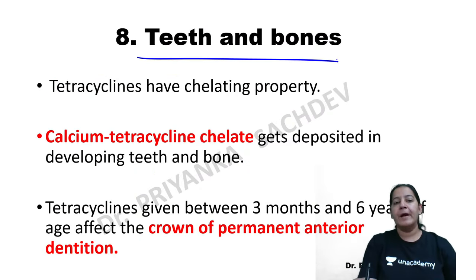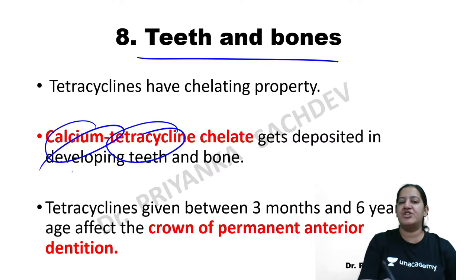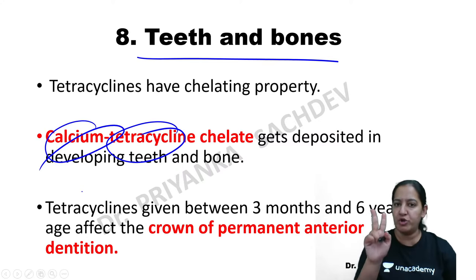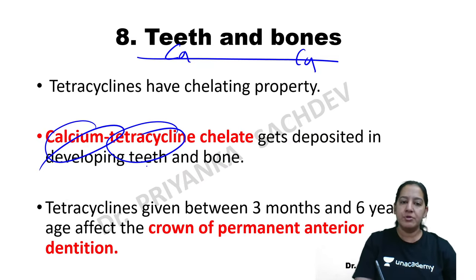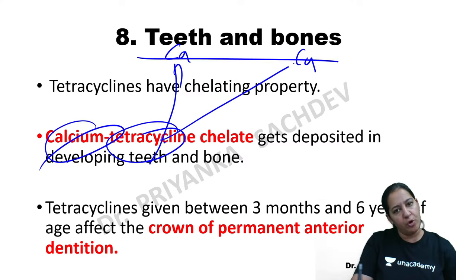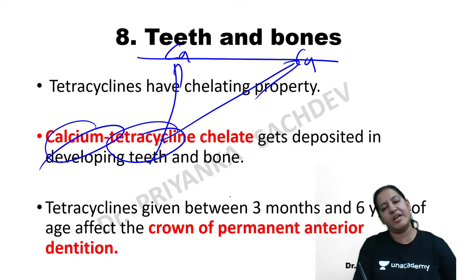Next is teeth and bone. So tetracycline forms chelates with calcium. Calcium is present in only two portions of the body. The teeth contain calcium, the bone contains calcium. Or can calcium nahi hota hai. So tetracycline will go to teeth, deposit there, form chelates with the calcium. Tetracycline will go to bone, form chelates there, with the calcium.